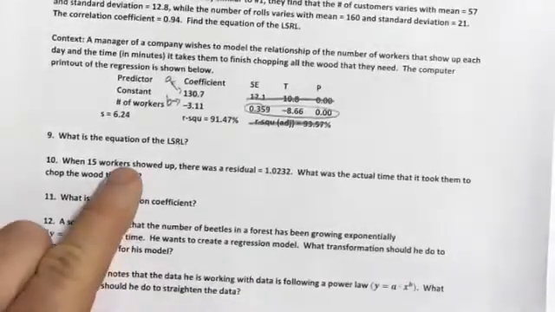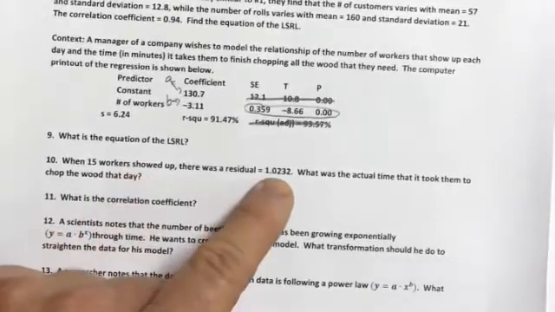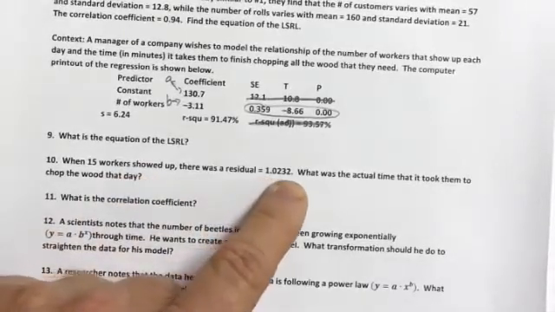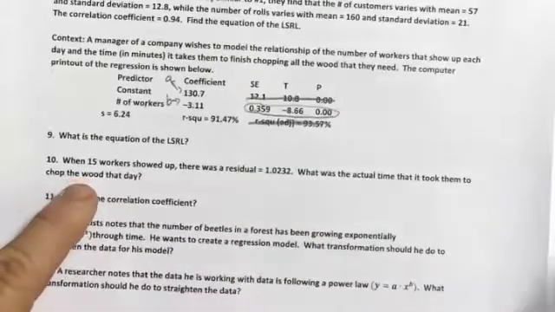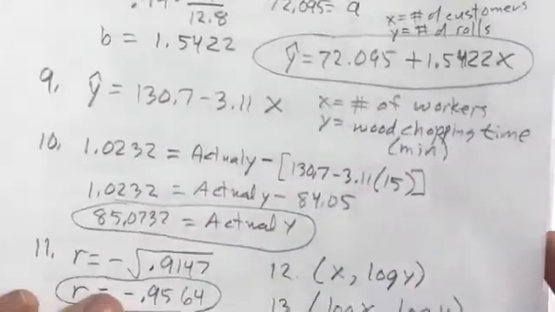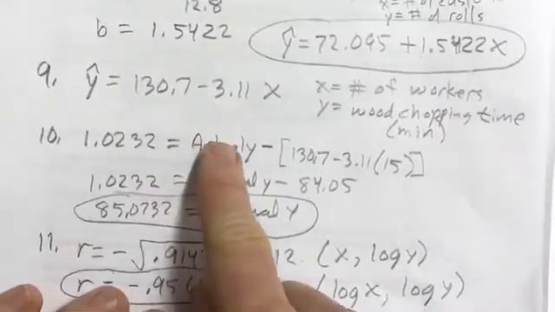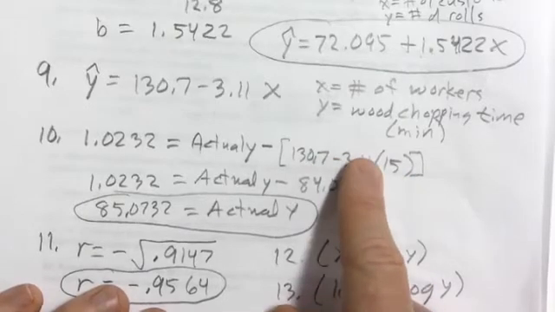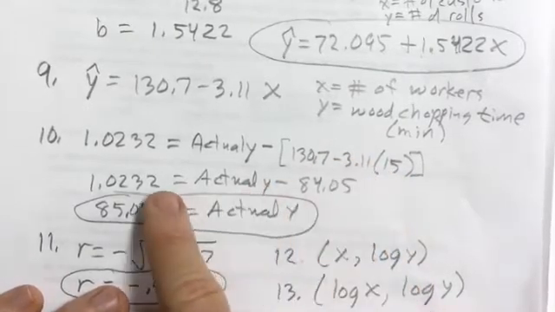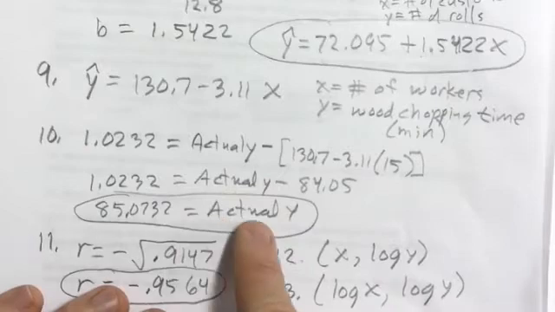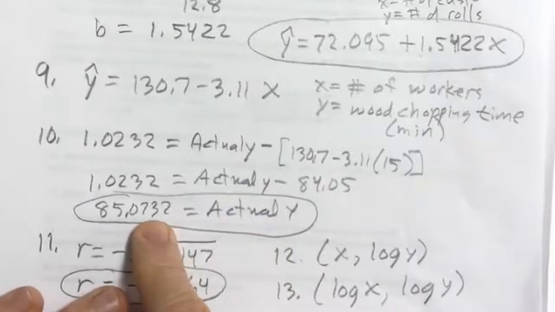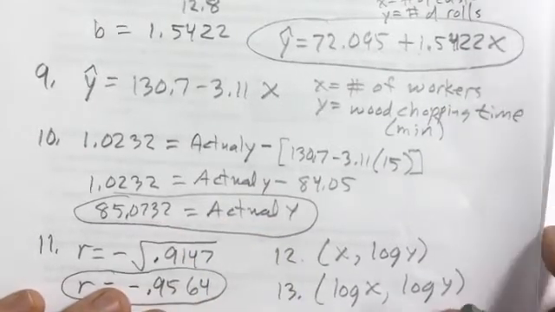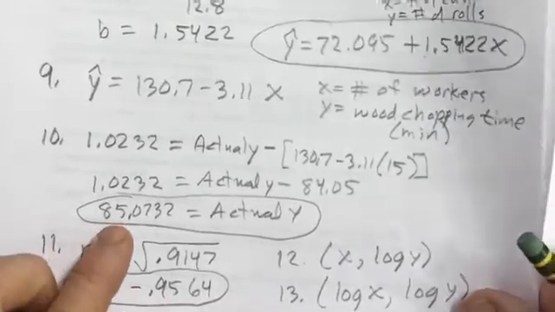Number 10, when 15 workers showed up, the residual is 1.0232. What is the actual time it took to chop wood that day? Remember the formula for residual: the residual is equal to the actual Y minus the predicted. The predicted is what you get when you plug the X value into the equation. And so that's what I did, and I solved it and I ended up with the actual Y equal to 85.0732. So that's how you do that.